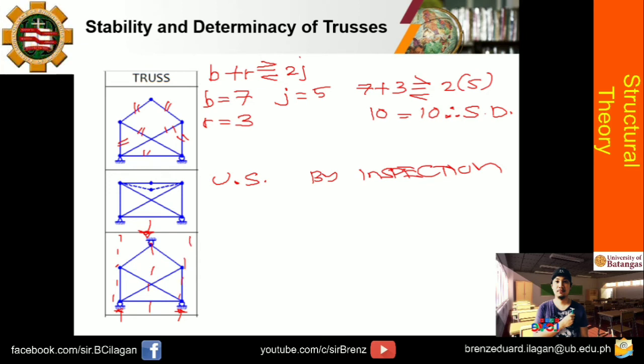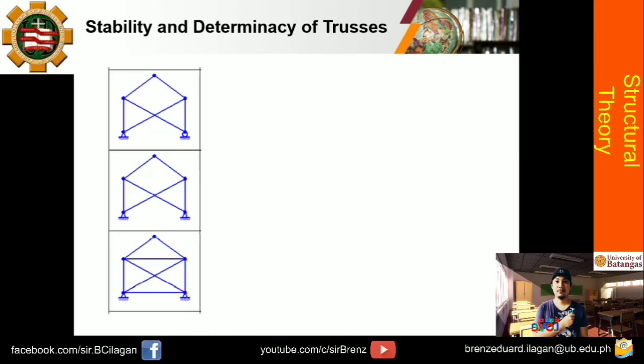So, this will cause, again, an external geometric instability. Therefore, this will be categorized also as unstable, because of this parallel line of action of the reaction. Okay, so let's proceed with the next slide.